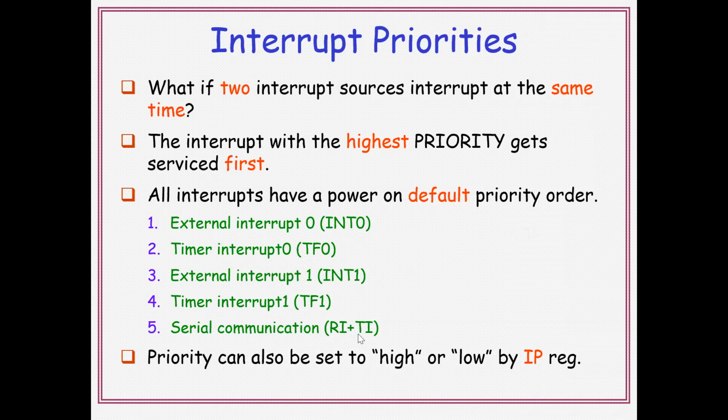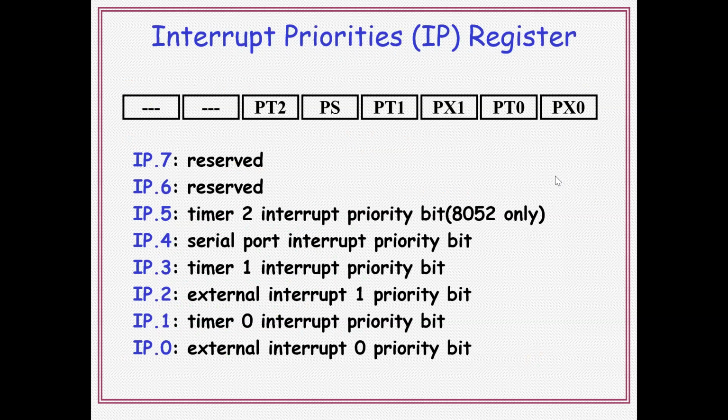Priorities can also be set to high or low by using this interrupt priority register. This is similar to the IE register, but here the priority is enabled or disabled. Only 5 bits are available. First one is the external interrupt 0 priority bit. Second is the timer 0 interrupt priority bit. Third is the external interrupt 1 priority bit. Fourth is the timer 1 interrupt priority bit.